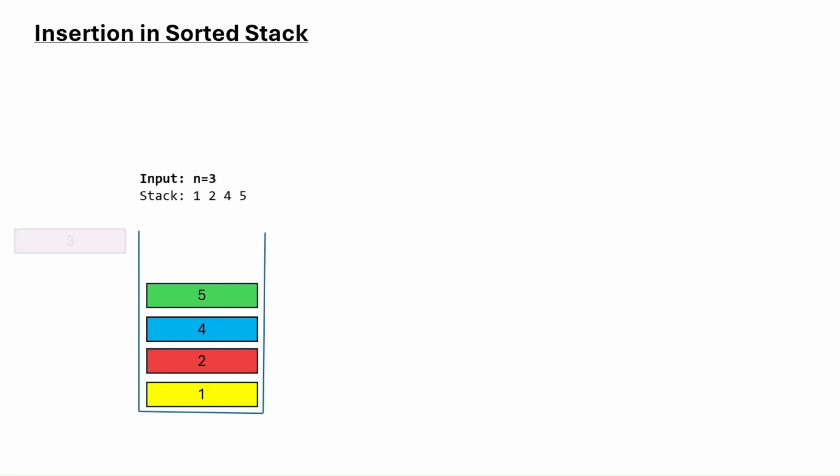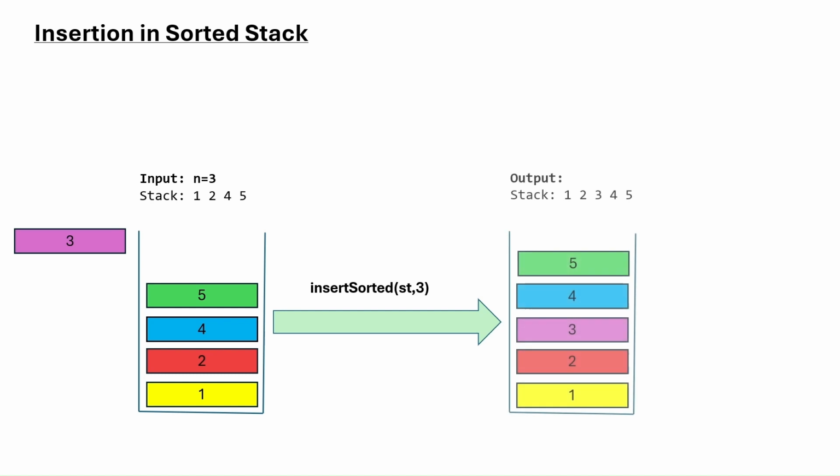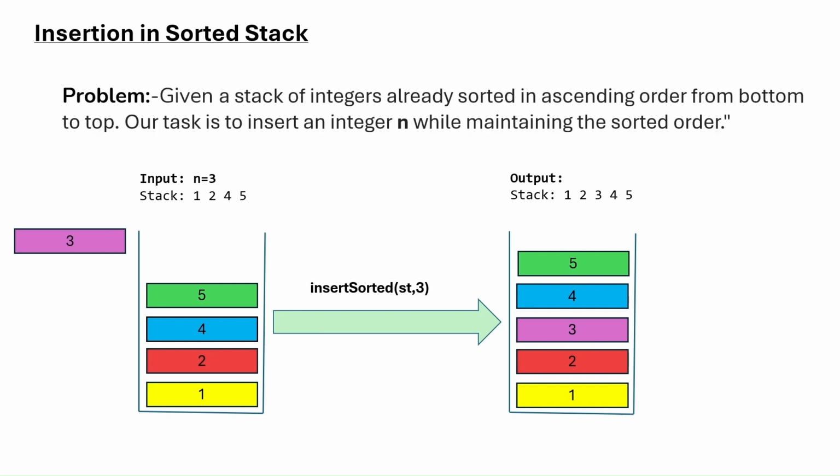Our task is to put this 3 in this stack such that after putting this 3, the stack remains sorted. How will I do it? We will pass this stack to this insert sorted function, and this function will put 3 in its correct position. So after putting 3, the stack will remain sorted. So this is the problem: given a stack of integers already sorted in ascending order from bottom to top, our task is to insert an integer n while maintaining the sorted order.